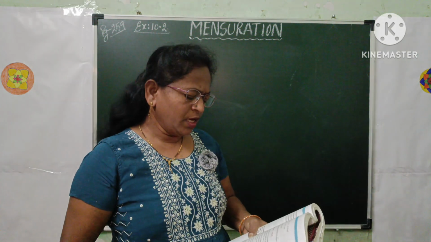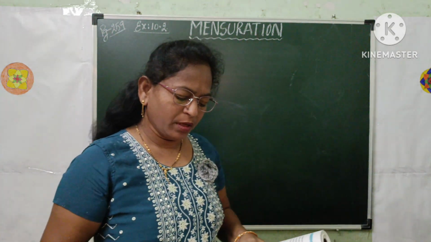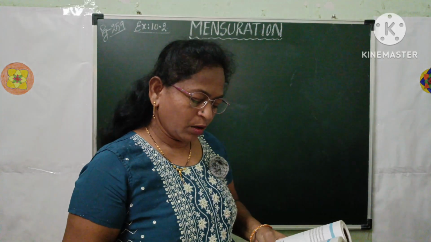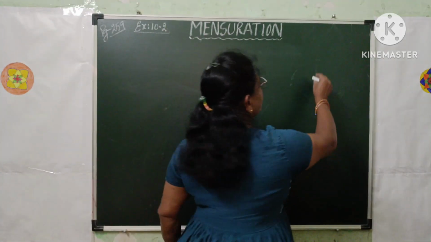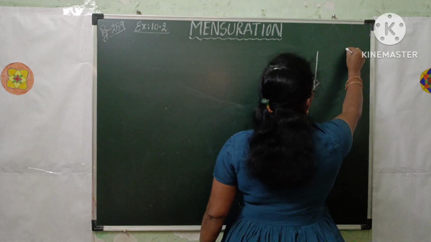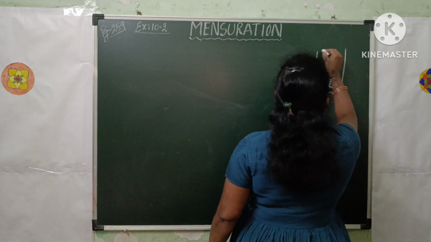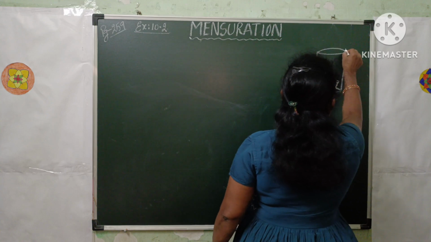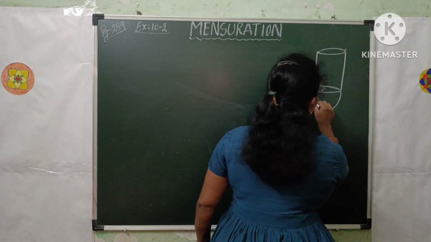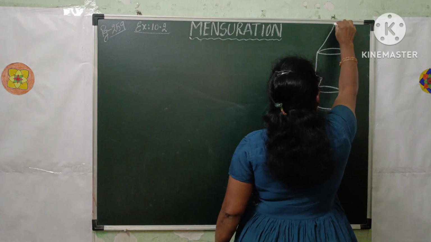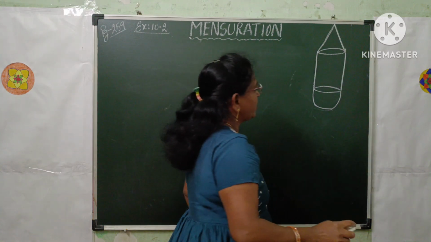Next, second question. A solid in the form of a right circular cylinder with a hemisphere at one end and a cone at the other end. So here is the cylinder. What did they say? One end with hemisphere, other end with cone. Okay, this only they said.